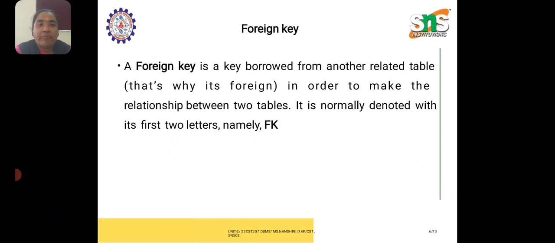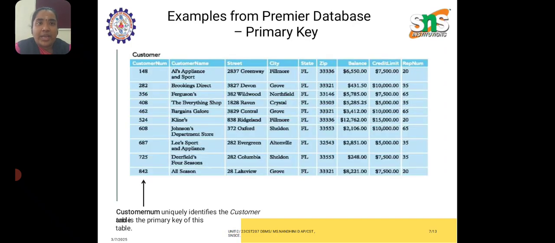Next one, what is a foreign key? A foreign key is a key that is borrowed from another related table. That is why it is foreign. It is used to make the relationship between the two tables. It is normally denoted by its first two letters, FK. The foreign key is also denoted with the short form FK. Example from the Premiere database, primary key.